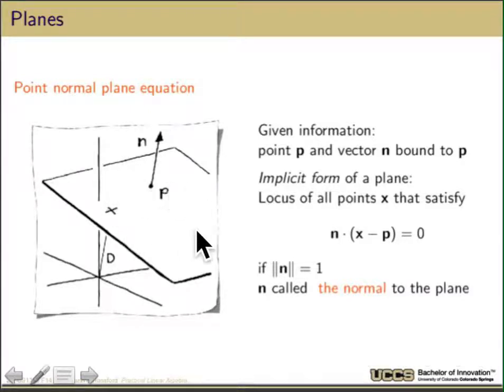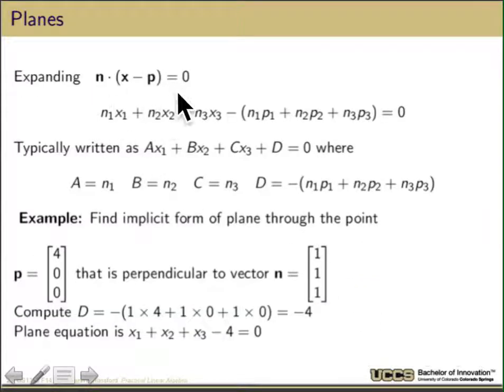All the points x minus p live in the plane such that when you dot them with n, they're going to be perpendicular. If the length of n is equal to 1, it's called the unit normal to the plane. Okay. Now to see what this means algebraically, let's take that dot product and just expand it out.